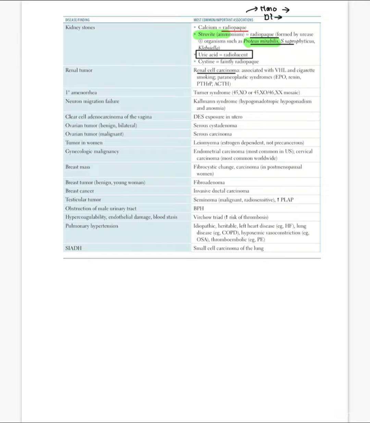Then renal tumor, renal cell carcinoma. If it is associated with VHL, three letters, that is clear cell carcinoma. And paraneoplastic syndromes like erythropoietin and renin secretion.